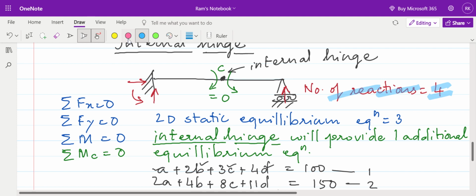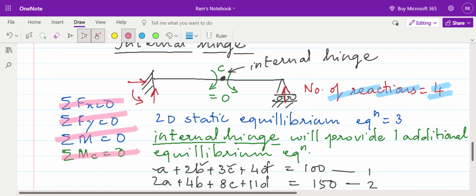And how many equilibrium equations have we got? 3 classical equilibrium equations for two dimensions: summation of forces in x direction, summation of forces in y direction, and summation of moments in the xy plane, that is about the z axis, equal to 0. And the fourth additional equation is generated by the internal hinge. Every internal hinge will provide one additional equation.